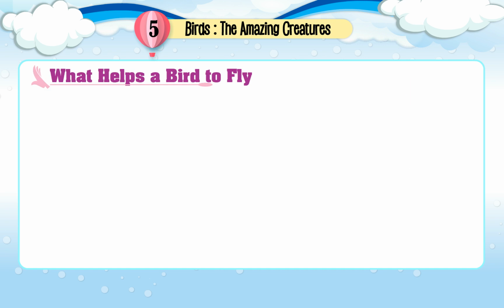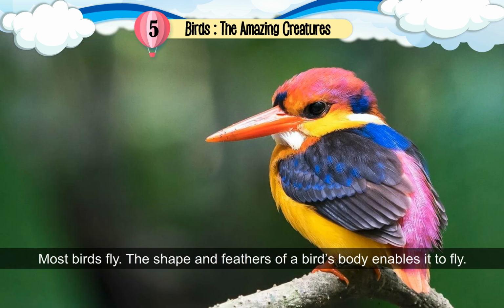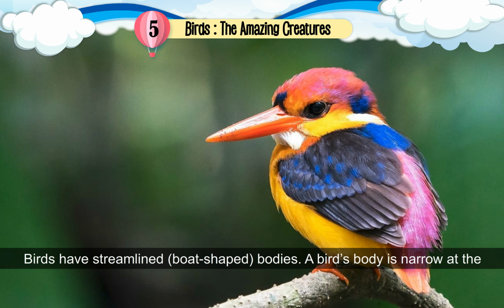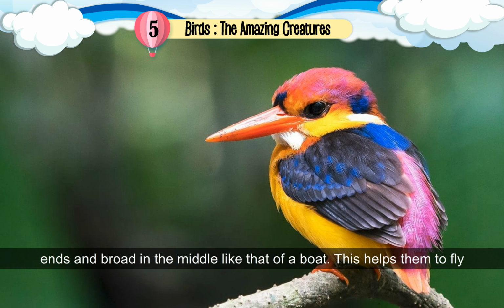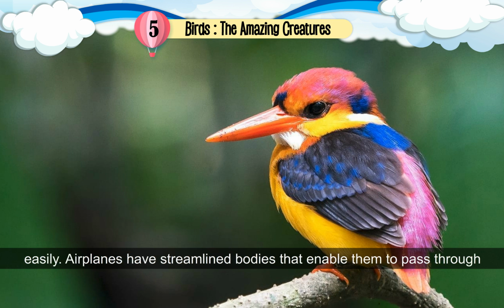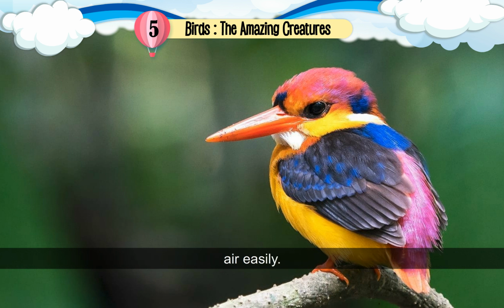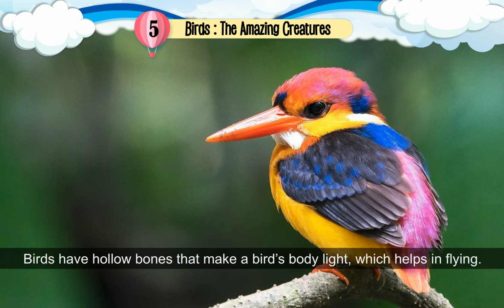What helps a bird to fly? Most birds fly. The shape and feathers of a bird's body enable it to fly. Birds have streamlined, boat-shaped bodies. A bird's body is narrow at the ends and broad in the middle like that of a boat. This helps them to fly easily. Airplanes have streamlined bodies that enable them to pass through air easily. Birds have hollow bones that make a bird's body light, which helps in flying.